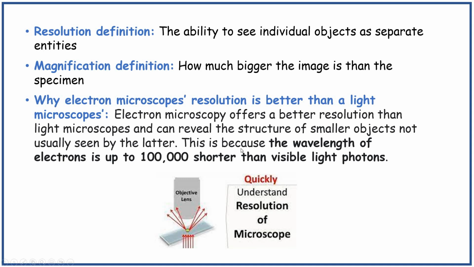Resolution definition. Resolution is the ability to see individual objects as separate entities. So it's the ability to distinguish between 2 points. Magnification definition is how much bigger the image is than the specimen. Why electron microscope resolution is better than a light microscope. Electron microscopy offers a better resolution than light microscopes and can reveal the structure of smaller objects not usually seen by the latter. This is because the wavelength of electrons is up to 100,000 times shorter than the wavelength of visible light or photons.